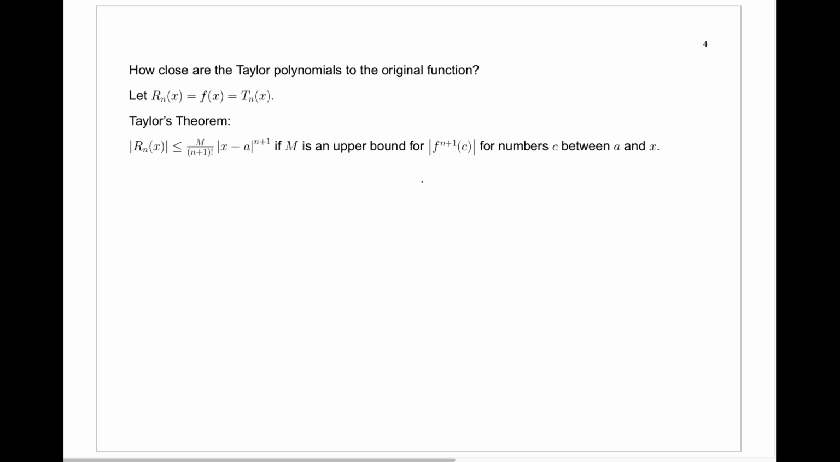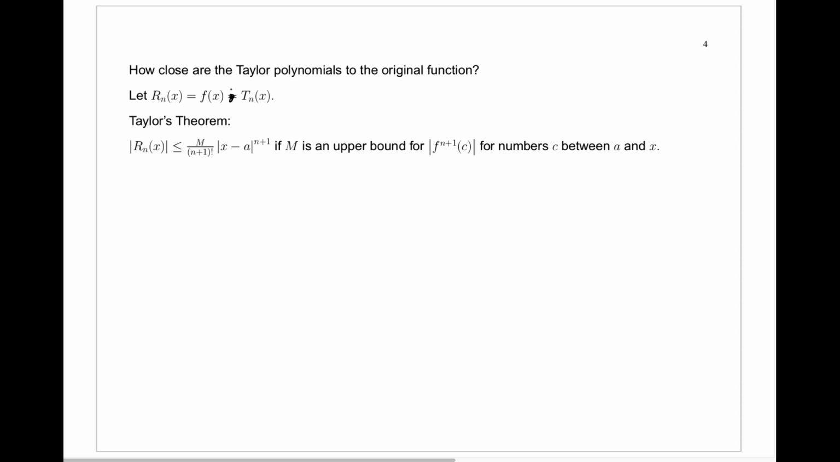Here's a very important question you should always be asking yourself if you're going to talk about approximations. You remember we were talking about using Taylor polynomials to approximate our original function f. Here I wrote this incorrectly. This should be a minus sign.